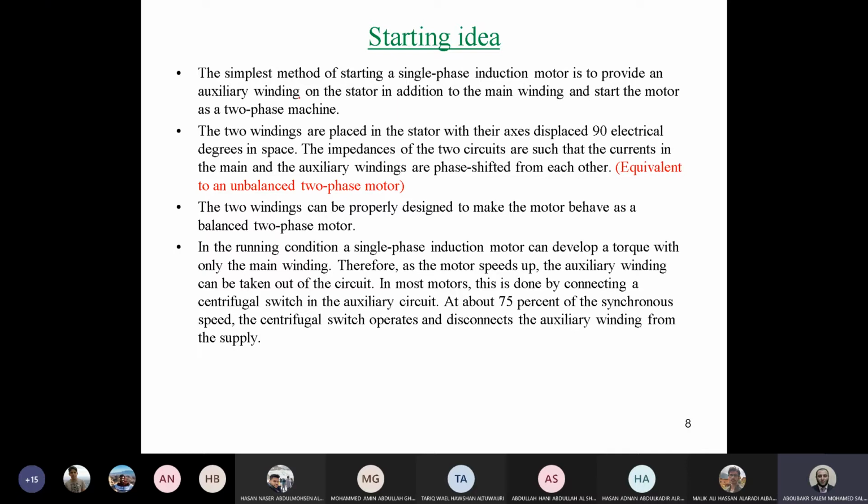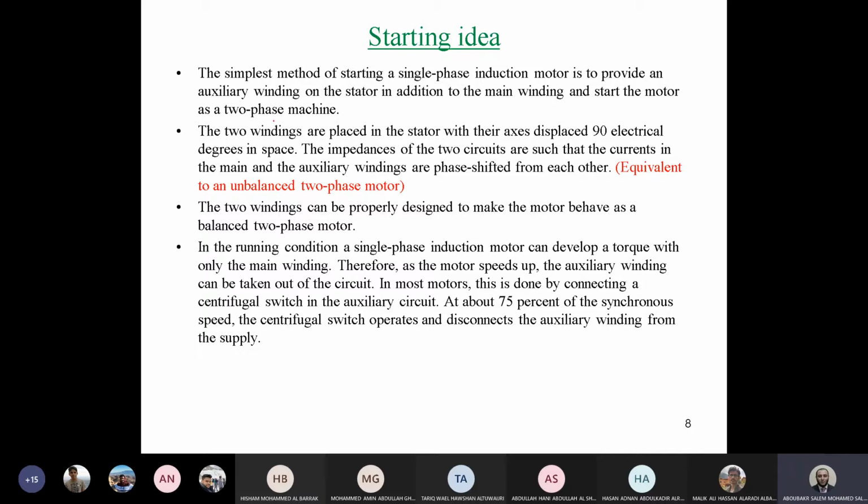What do you think, Shabir? The electrical develop will decrease. It may cause a flux, which makes a difference in degrees between the two components of flux at the starting point. So this is now the idea. Great, thank you, Shabir. So we add an auxiliary winding on the stator in addition to the main winding and start the motor as a two-phase machine.